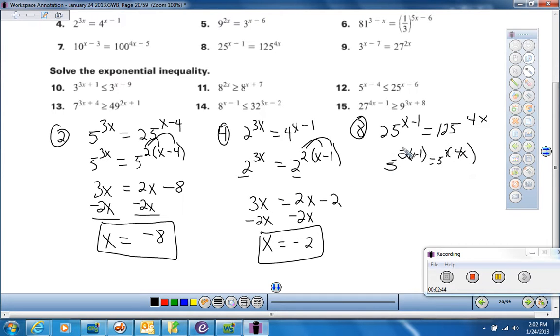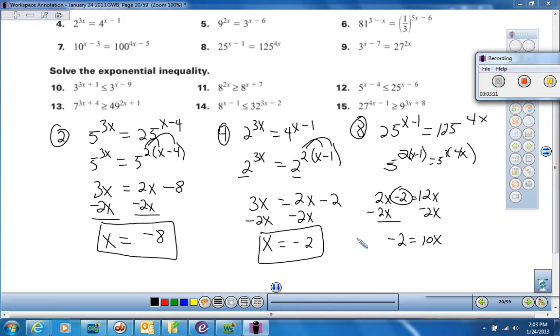Alright, so what we end up with here, I'm going to distribute the 2, so I get 2x minus 2 is equal to 3 times 4 is 12x. Okay, we're going to get our x's together. So we end up with negative 2. Don't forget to keep that negative with that, or subtraction sign, however you want to look at it, but this got to stay together. Then I got 12x minus 2, so I get 10x. Okay, and then what we're going to do here is divide both sides by 10. So we get negative 1/5, I just reduced, is equal to x.